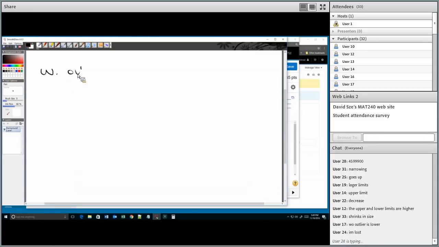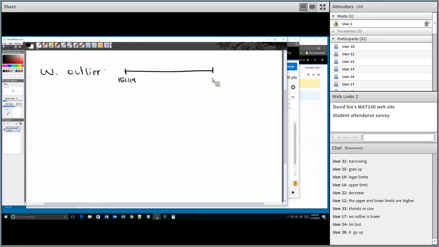With the outlier, I have the lower limit is 151,119. The upper limit is 302,047. Okay, this is what I'm getting.